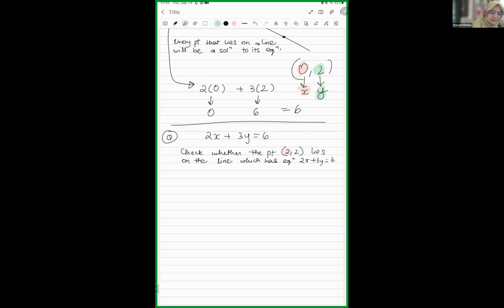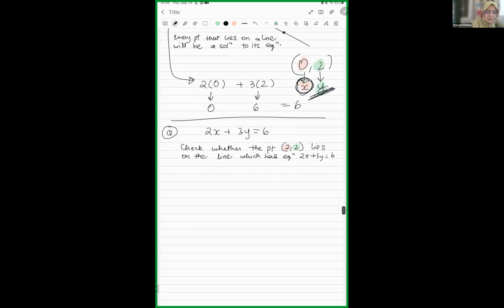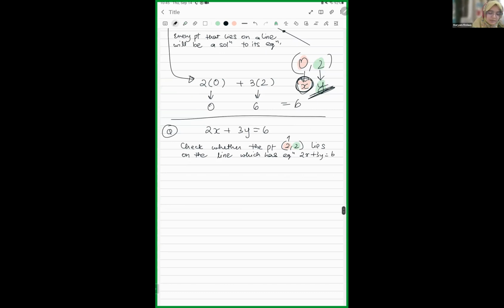Like what we did over here in this case, we said the point 0, comma 2. The 0 is the x coordinate, 2 is the y coordinate. So I will put the x in place of the x, I will put the y in place of the y, and I will see whether it is satisfying the equation or not. That is the same thing we're going to do over here. I am going to put 2 in place of x and this other 2 in place of y.